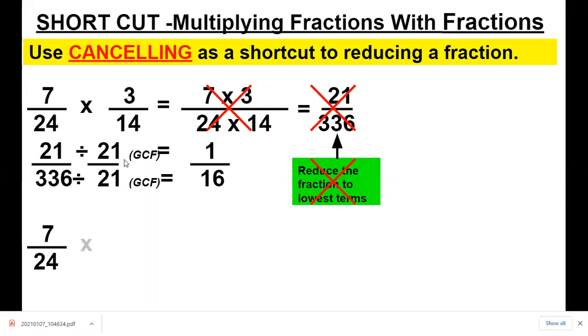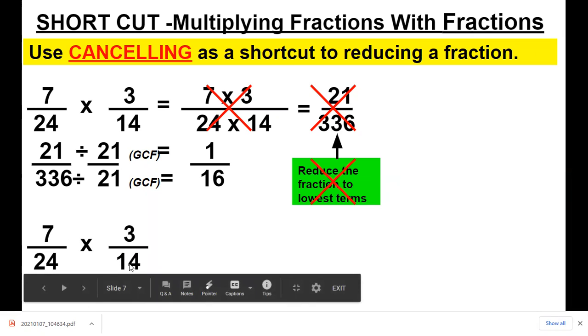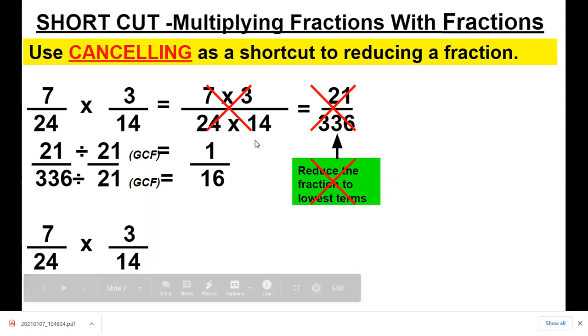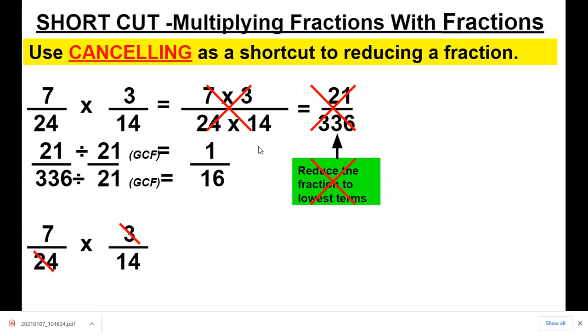Okay, 7 24ths times 3 14ths. Can I cancel anything? Exactly, I can cancel the 7 into the 14 and the 3 into the 24. So let's do the 3 into the 24. If I divide 3 by itself and I divide 24 also by 3, I'm going to get 8 on the bottom there. 24 divided by 3 is 8, and 3 divided by 3 is 1. Then I'm going to do the other two numbers. So 7 will go into 14 twice, and 7 will go into itself once.